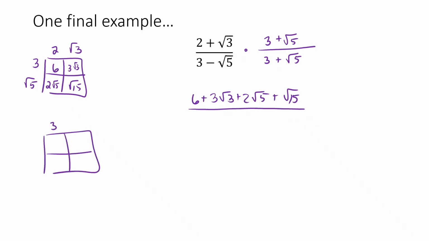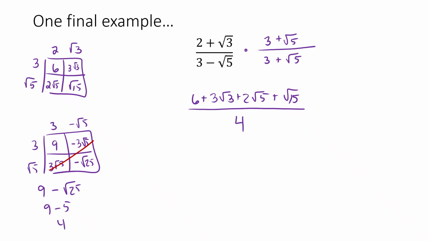So we have 3 minus root 5 and 3 plus root 5. So this is 9 minus 3 root 5 plus 3 root 5, that's why we're doing it. I want that to happen. Minus root 25. These guys cancel out. Okay, again, that was the point. And so we're left with 9 minus root 25, which is 5, and all of that becomes a 4.